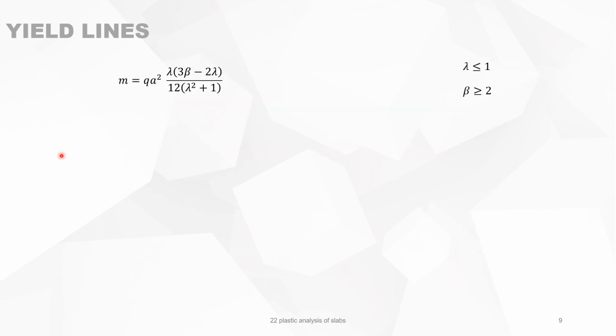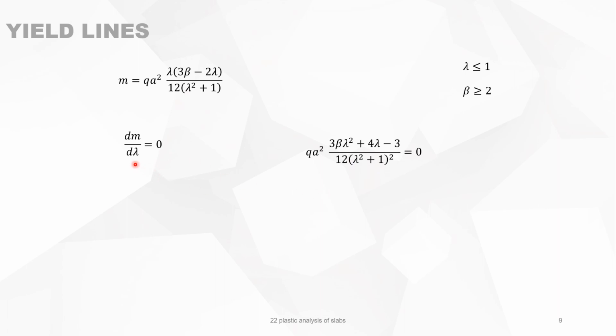We can now put E equals D and we get M out of it, and then if you simplify it, you get this formula. Again, we have 2 parameters, and we must remember lambda is smaller than 1 and beta is bigger than 2. We will now maximize this bending moment function according to alpha.